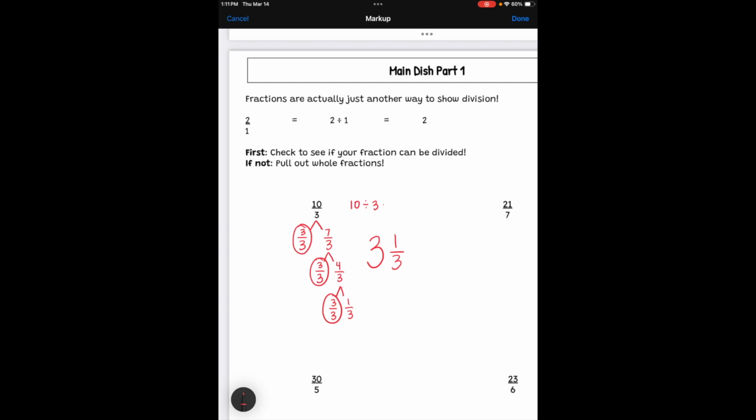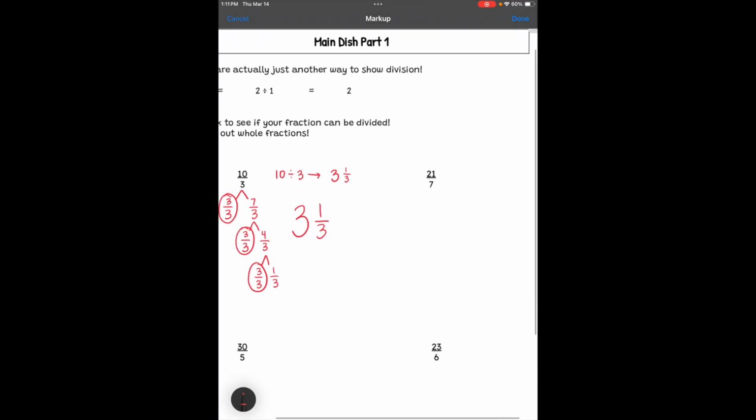The other way we could have thought about that is when we do 10 divided by 3, I know that I can fit 3 into 10 3 whole times, and my remainder is actually now my numerator. So I would get 3 remainder 1. So what that's going to look like in mixed number form is 3, 1 as my numerator. Keep that 3 denominator, so 3 1/3.